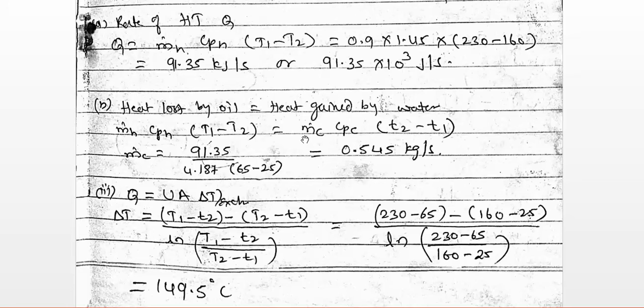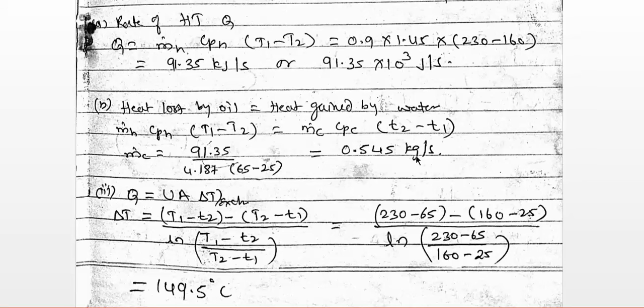So the mass flow rate can be calculated here. We can say m dot c is equal to 91.35, which is nothing but the value of Q, as Q is equal to m dot h Cph into bracket T1 minus T2. So this is 91.35 divided by 4.187 into bracket 65 minus 25, and you will get 0.4545 kg per second. So this is the mass flow rate of the cold fluid.